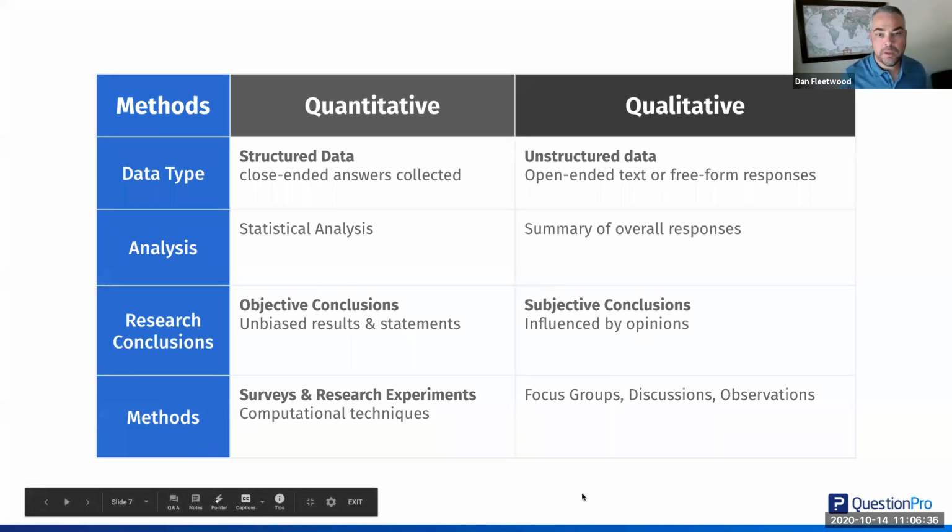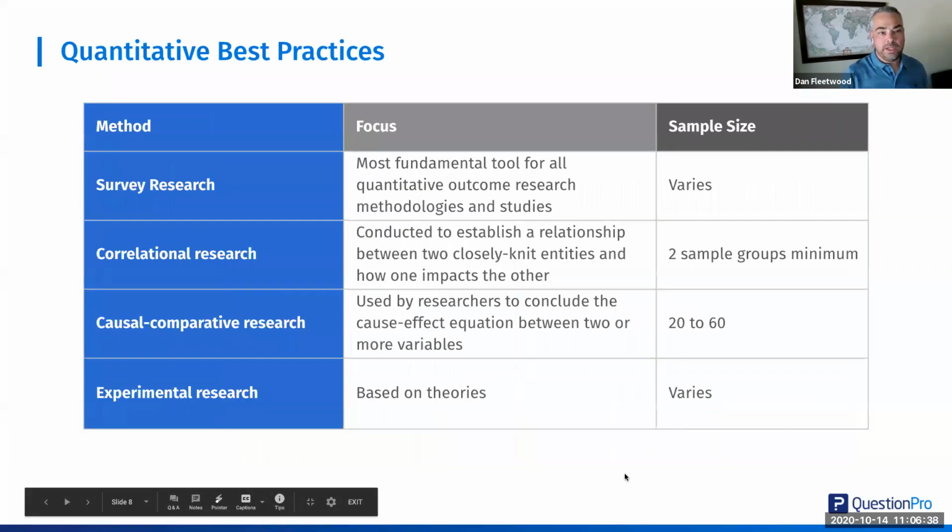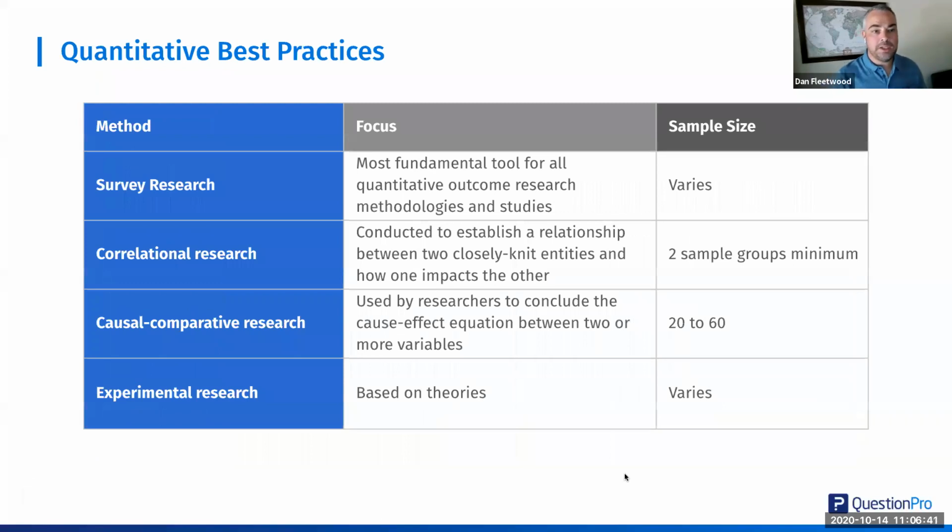unstructured questions. In terms of quantitative, we'll spend a little bit of time on that and talk about some of the best practices. Now, for each of the different methods, there's best practices for those. We won't get into really in depth on each of these because honestly, each one of these could be its own webinar. But just to set the framework, the method of survey research is most fundamental in the tool for all of quantitative research. I think really centers around survey research and many of the different closed-ended question types that we offer inside of QuestionPro.